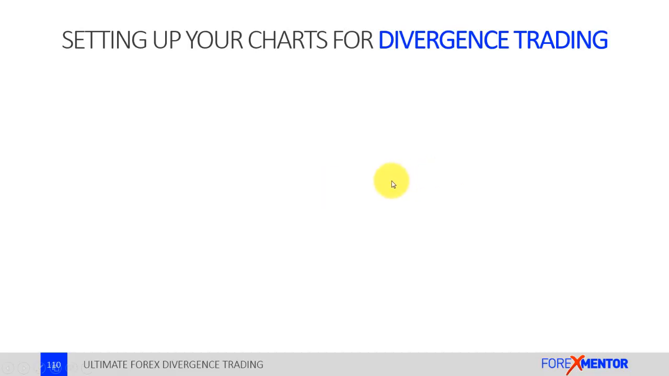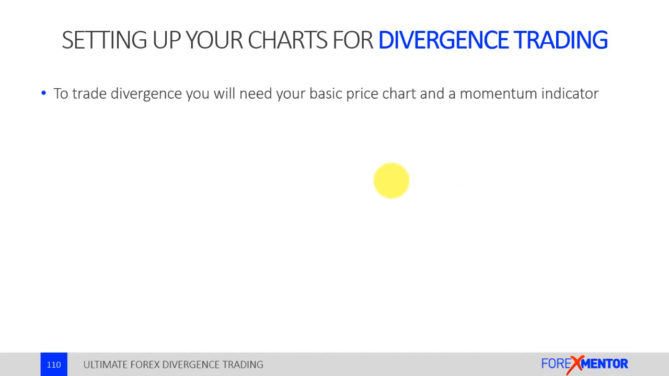Okay, let's set up your charts for divergence trading. To trade divergence, you will need your basic price chart and a momentum indicator. I use the MACD, however you can also use the RSI or the stochastics or any other momentum indicator you choose.